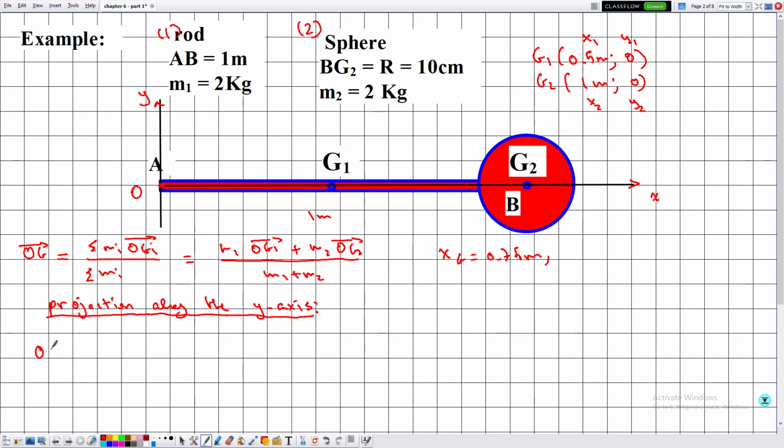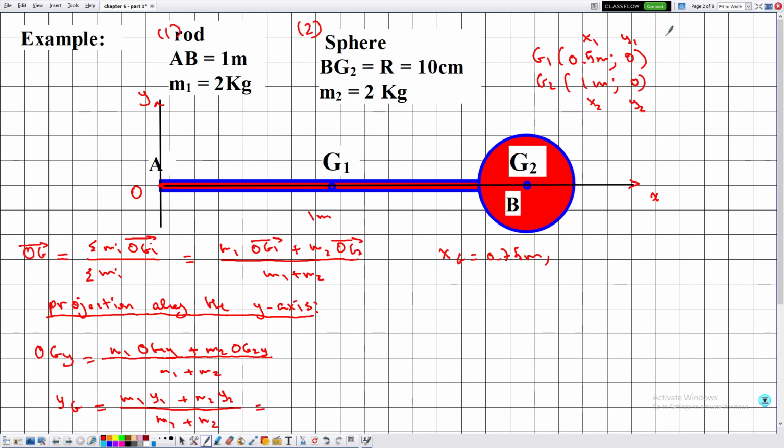So in this case, OG_y is equal to M1 OG1_y plus M2 OG2_y divided by M1 plus M2. And here, because O represents the origin, this can simply be given by y of the point G, which is equal to M1 OG1_y, let's give it a name, y1, plus M2 y2, divided by M1 plus M2.